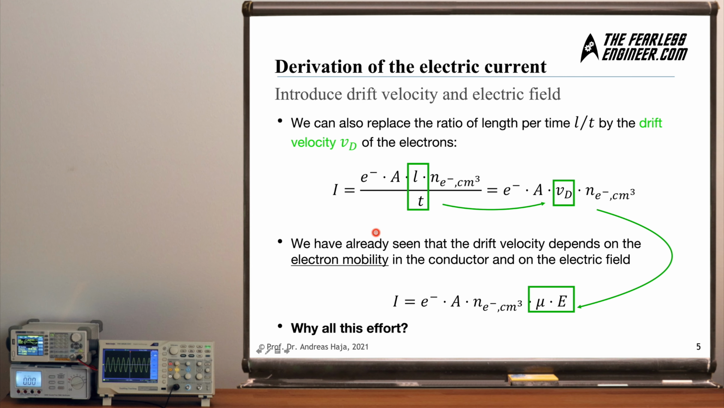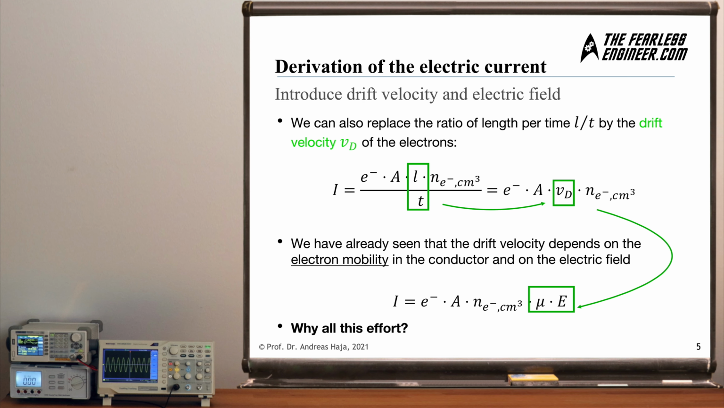And if we look at the equation we have derived up until now, it contains a very interesting ratio. It's the ratio between the length of the cable L and the time t it takes an electron to move from one side of the cable to the next one. If we take this ratio and replace it with a velocity, this velocity is what's called the drift velocity.